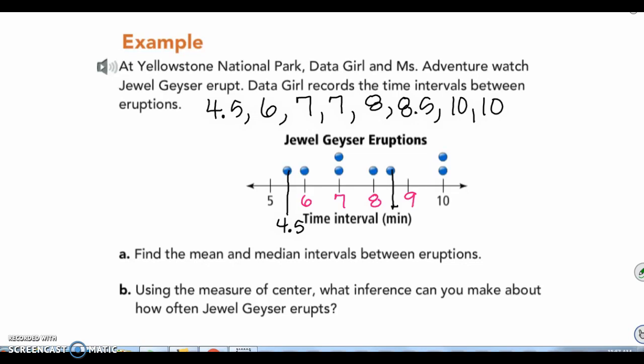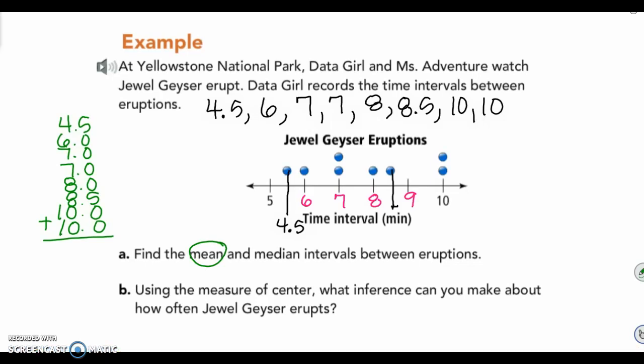The first thing that they ask us to find is our mean. So we're going to add these numbers together. So we have 4.5 plus 6 plus 7 plus 7 plus 8 plus 8.5 plus 10 plus 10. When we add these values together, we get 5 and 5 is 10. And we add all of our numbers together, that gives us a total of 61. So 61 is our total.